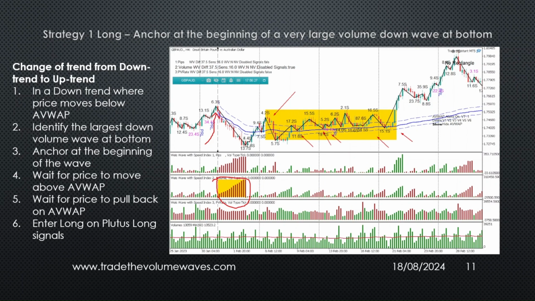We wait for our price to cross above VWAP. It does. Then it starts swinging, and then we wait for a long signal from Weis Wave with speed index, which is this one, Bluetooth reversal long, and we enter long here. Now look how price respects the VWAP line after this, and then we started going up. So that's our long signal, okay, and it moved quite a few pips. So let's go to our next strategy.